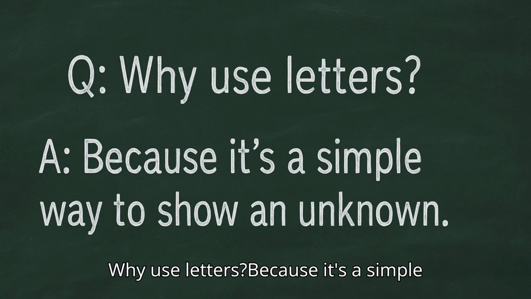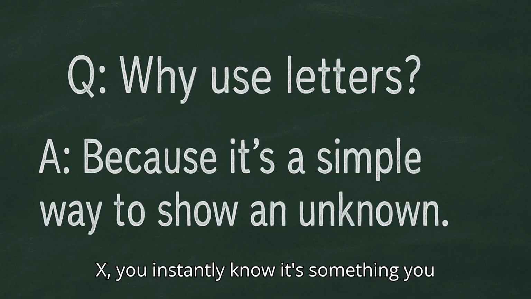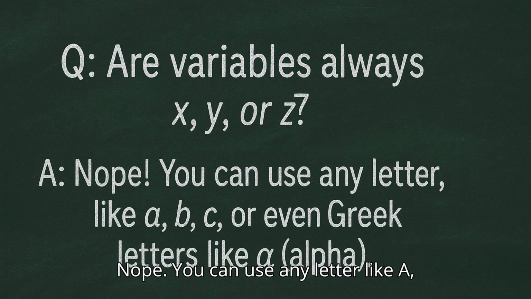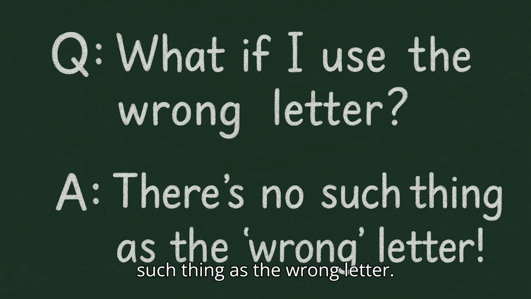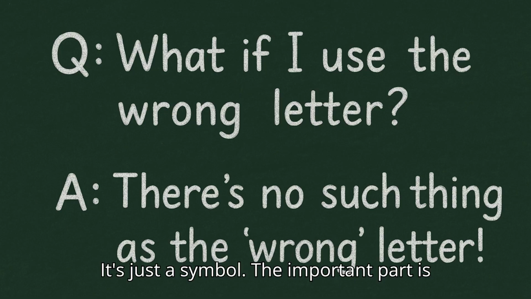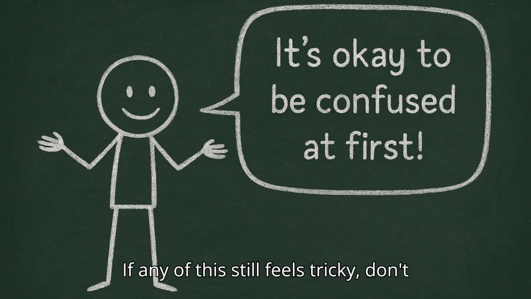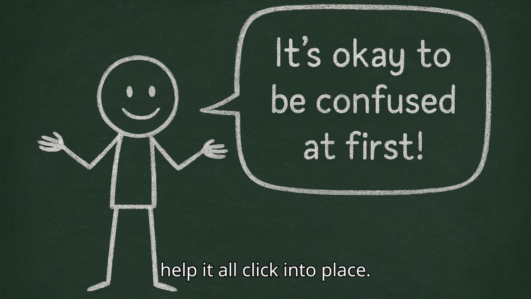Why use letters? Because it's a simple way to show an unknown. If you see x, you instantly know it's something you need to figure out. Are variables always x, y, or z? Nope. You can use any letter like A, B, C, or even Greek letters like alpha. But in basic algebra, x, y, and z are the most common. What if I use the wrong letter? There's no such thing as the wrong letter. It's just a symbol. The important part is knowing what it represents. If any of this still feels tricky, don't worry. Practice and more examples will help it all click into place.